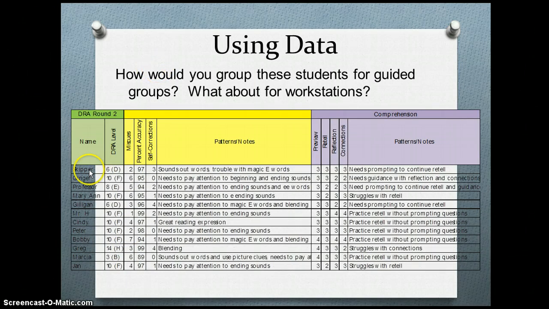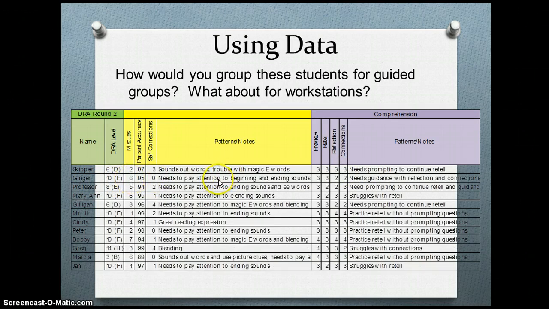We have Skipper, who's reading a level D, 97% accuracy, only 2 miscues, and 3 self-corrections. So definitely monitoring heavily what he's reading. Had some trouble with magic E words and really needed some heavy prompting to continue the retell. Ginger had no self-corrections and a ton of miscues.